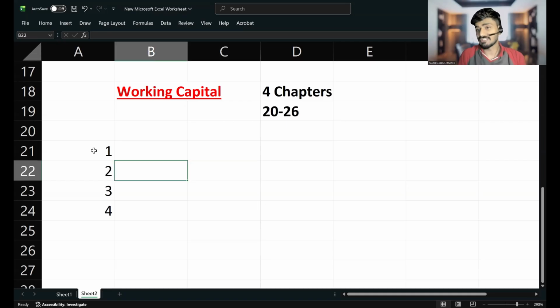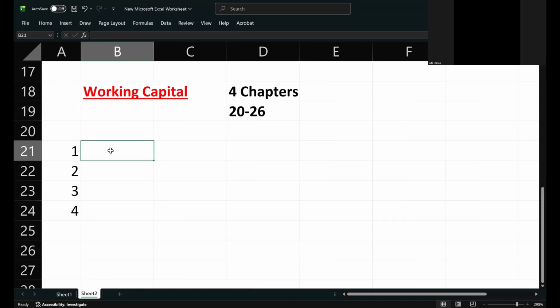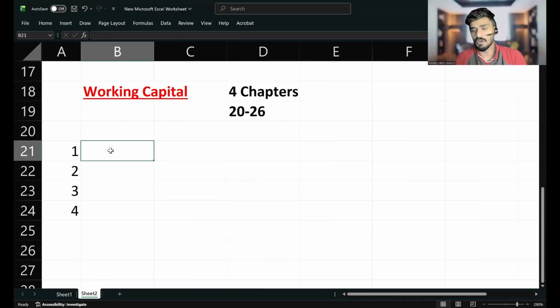What was the first chapter from working capital? It's working capital itself, the overall working capital. What do you mean by the term working capital? What are the working capital ratios and the equations? What are the different working capital cycles? How should we invest in working capital? How should we finance the amount in working capital? Everything will be discussed in the first chapter itself.